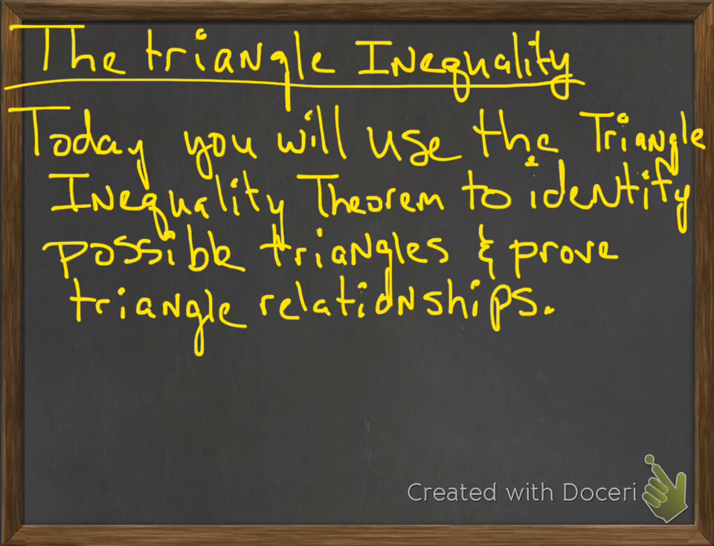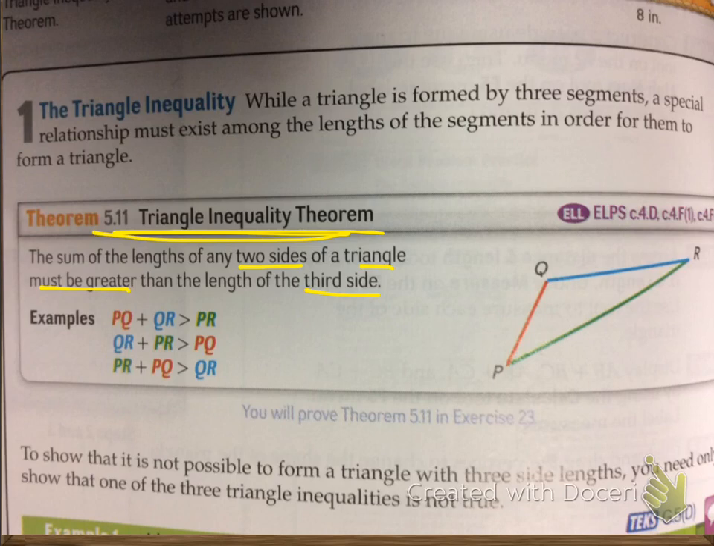Anyways, first thing, let's talk about what is the triangle inequality theorem. It states that the sum of the lengths of any two sides of a triangle must be greater than the length of the third side. So, basically it means if you add up two sides, they're going to add up to be greater than the third side, no matter what two sides you pick. Now, we're going to shorten that up a little bit, but we'll see.